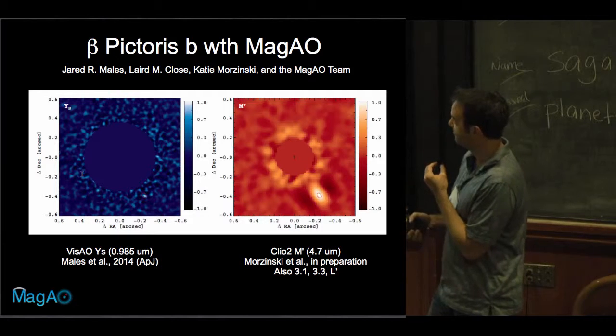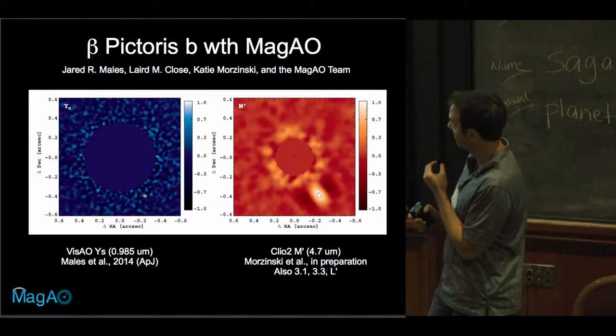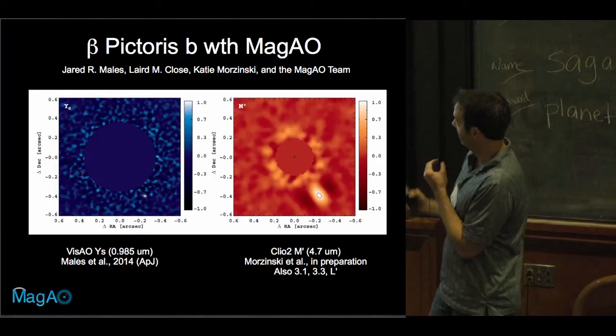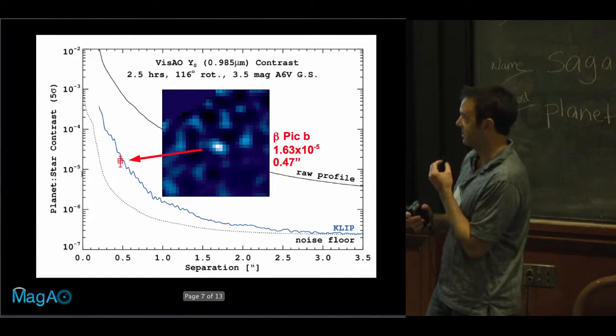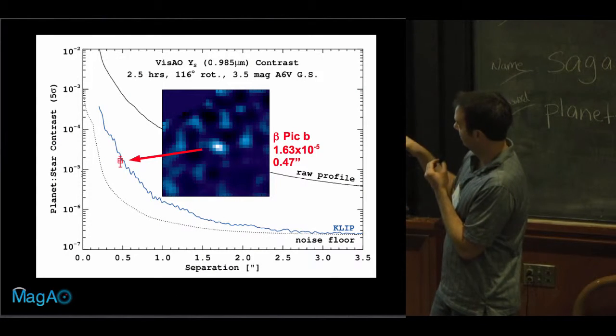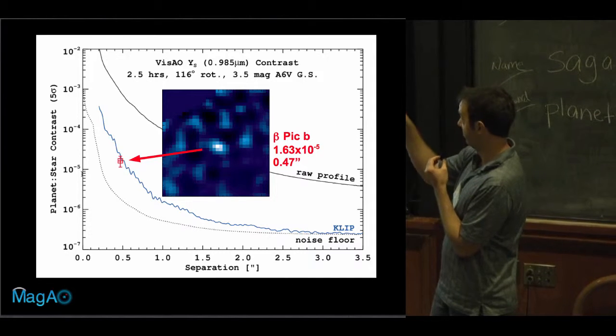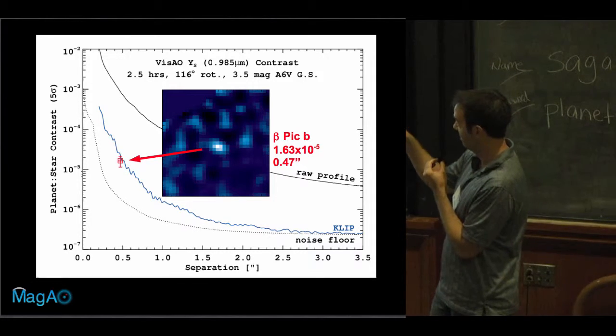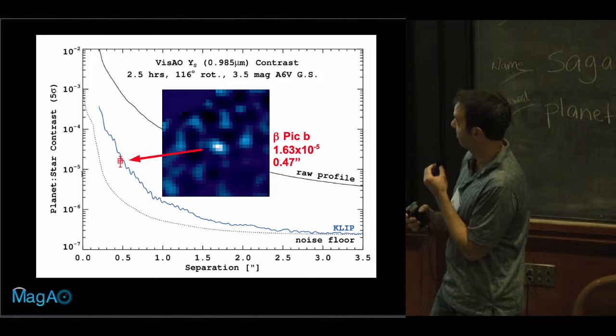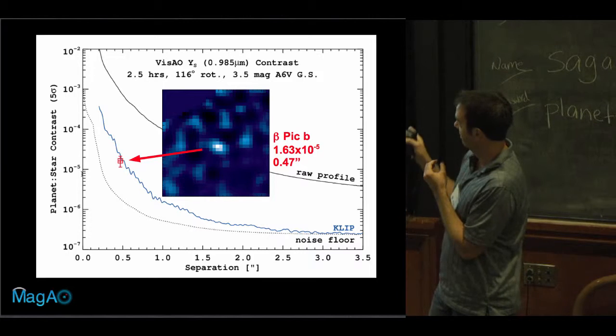If you go to the next slide. So that's a close-up of that planet. And so we're getting down to 10 to the minus 5 contrast inside half an arc second. And I have a poster up with some more details about this, and you can see the hard work we did to make sure that this was real and see how we're doing.